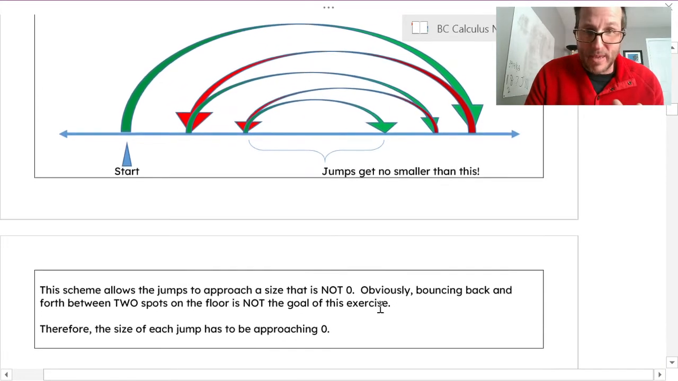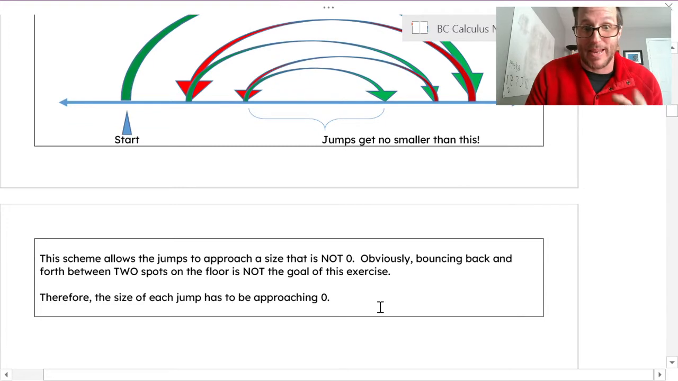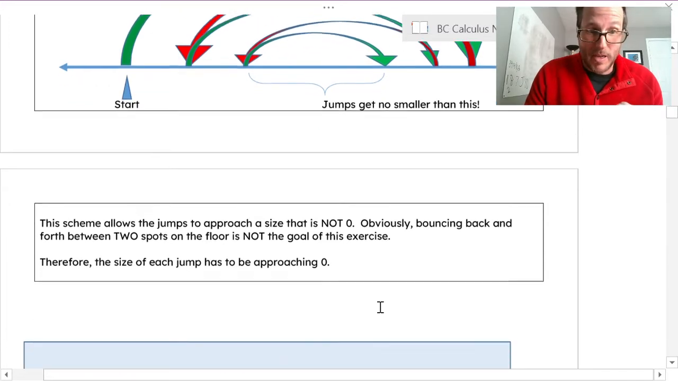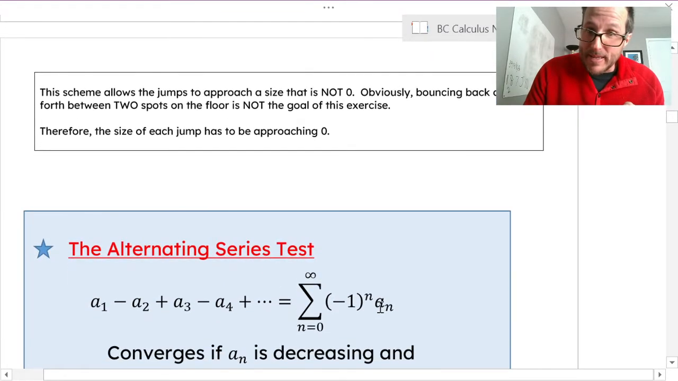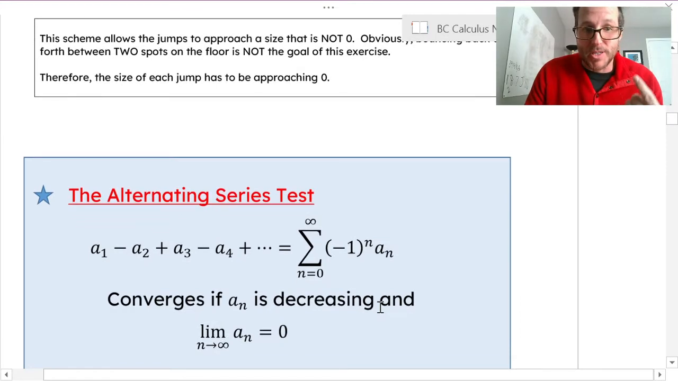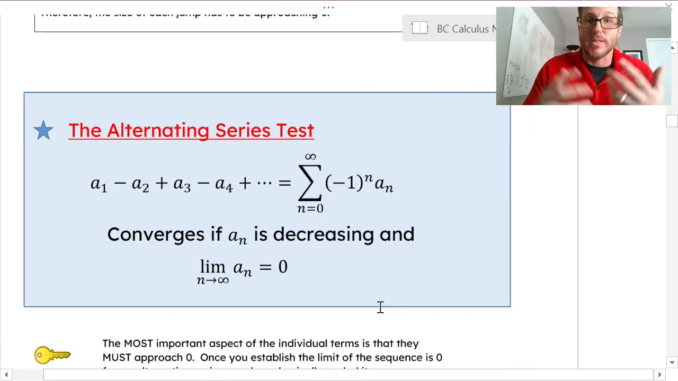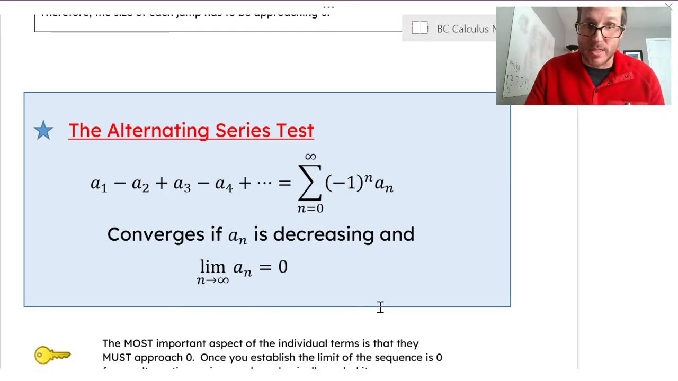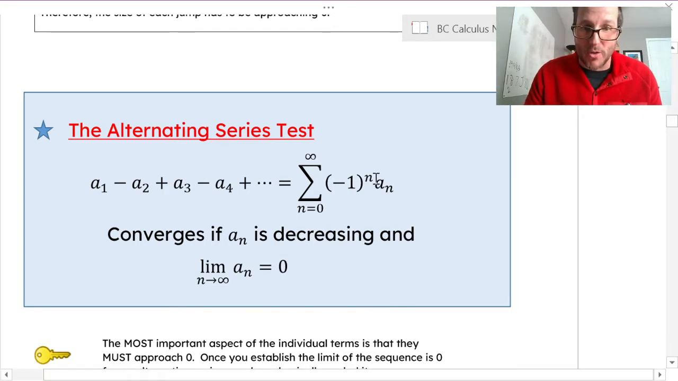So what that means is that the jump sizes have to be getting close to 0. So ultimately, this little analogy to jumping back and forth tells us about the convergence of an alternating series. For an alternating series, right here we have the alternator, -1 to the n. That's the thing that's bouncing back and forth, positive to negative.